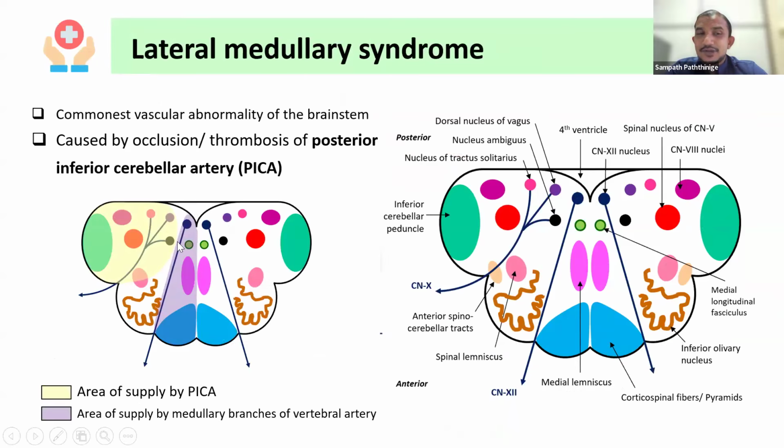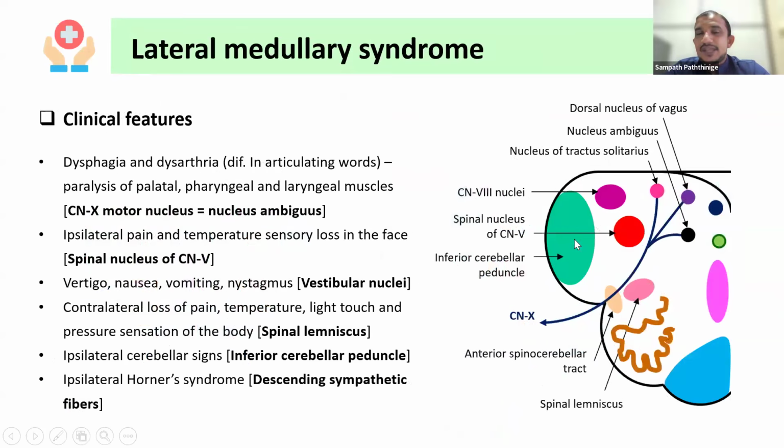So this is a distribution of the PICA, the posterior inferior cerebellar artery, and this side is from the vertebrobasilar system. So if there is damage to the area which is supplied by it, in the lateral medullary syndrome, you can see what will be affected. The patient will have vagus nerve palsy, dysphagia, dysarthria, right? There will be sensory loss in the face, due to the spinal nucleus of the trigeminal nerve.